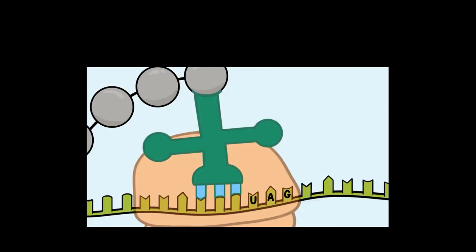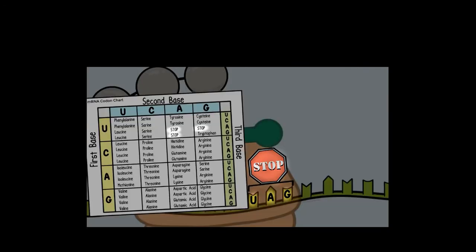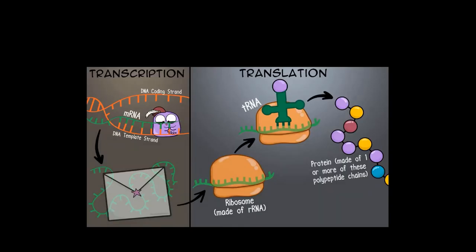Typically, at the very end of the mRNA, there is a stop codon. Stop codons do not code for an amino acid, but when the ribosome reaches it, it indicates that the protein building is finished. So the result of translation is that you built a chain of amino acids that were brought in certain sequences based on the coding of the mRNA.